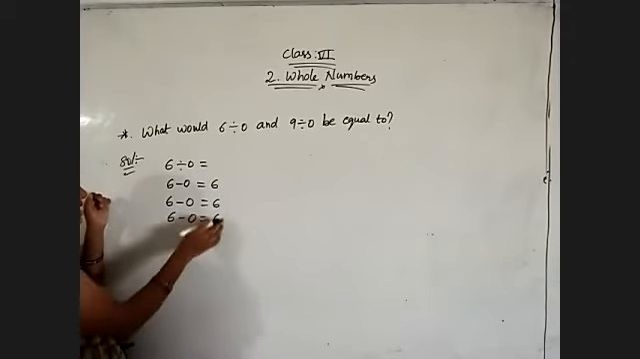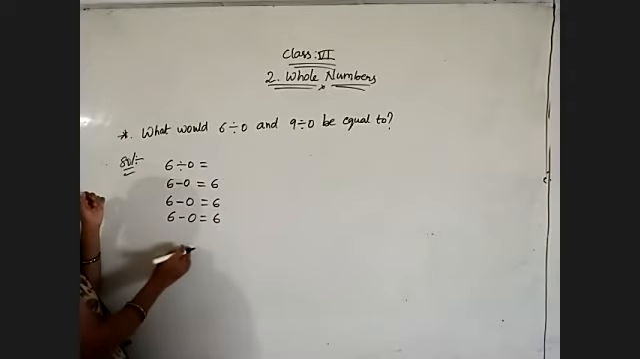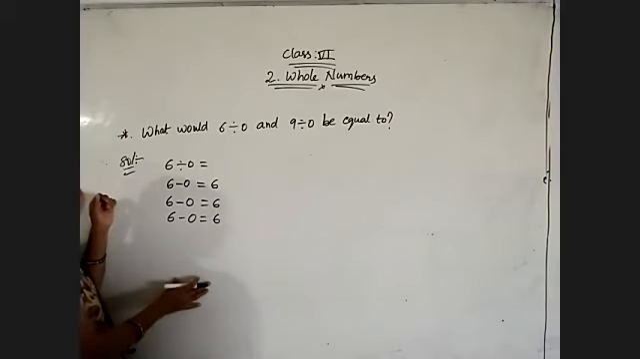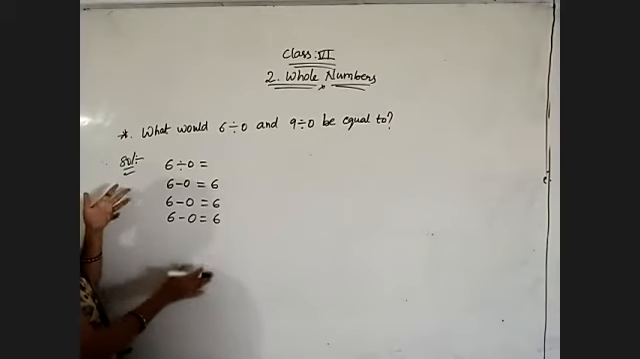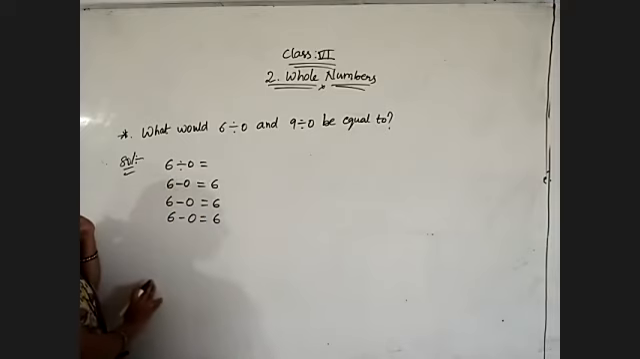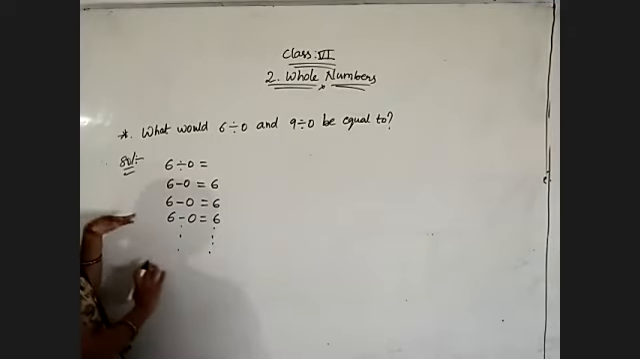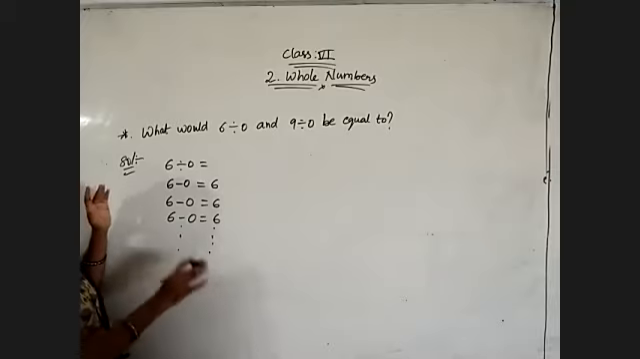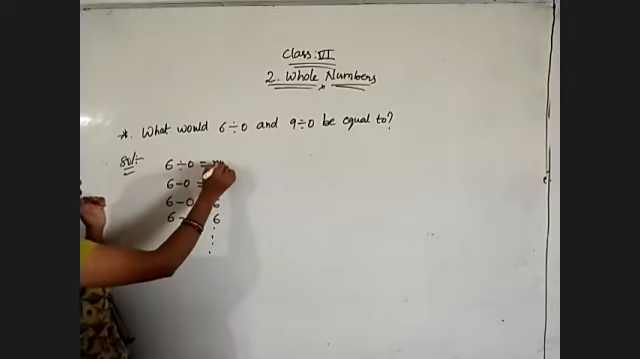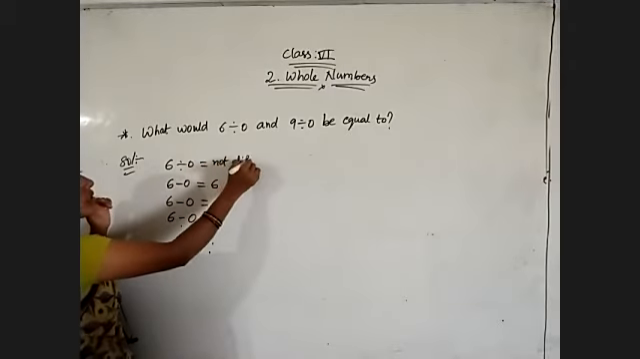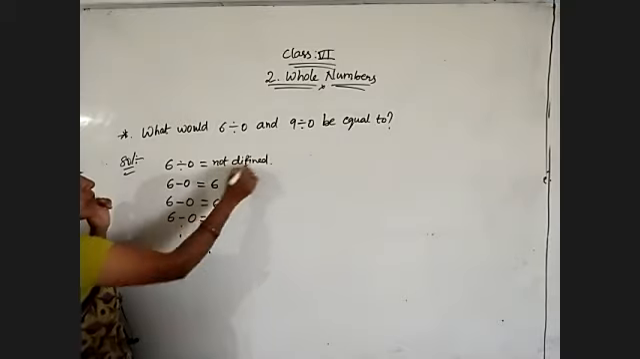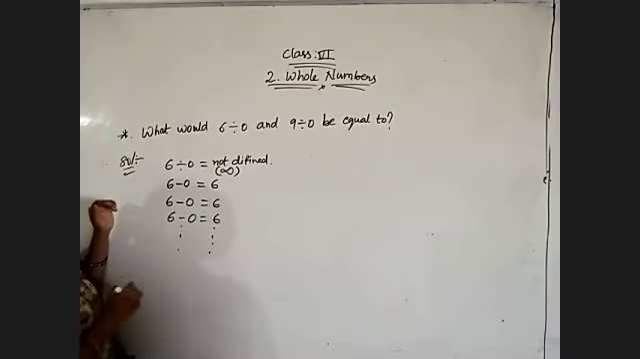But just observe these steps. If you are doing it this way, anywhere will you get 0 as the result? No, we always get 6 only as the result. So how many times will you repeat this process? We will not get an end point. So that's why this value is not defined. Simply it is represented by the symbol infinite.